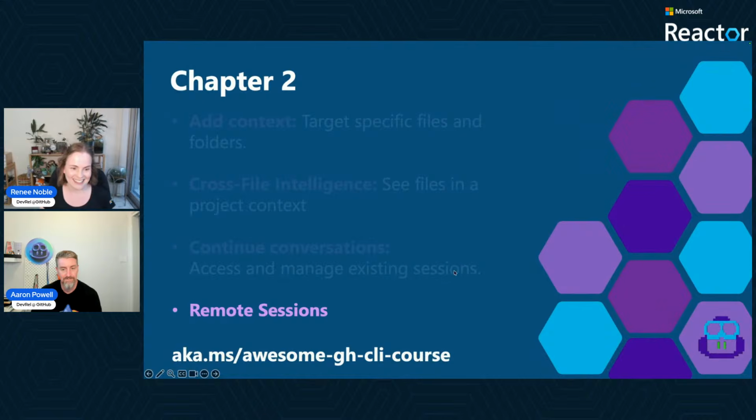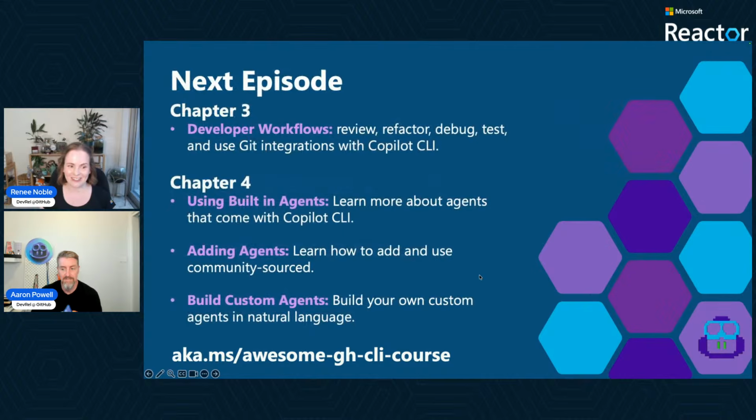So that's all we've got for this session. On Friday, we'll be back and we'll be talking through Chapter 3 and Chapter 4. This is talking about developer workflows and how you can use the CLI to review, refactor, debug, test, and use Git integrations as well with Copilot CLI. And then we're going to get into some juicy stuff, which is how to use agents with Copilot CLI, add agents, leverage built-in agents, and get community agents from awesome Copilot. So yeah, we'll be back on Friday for that.